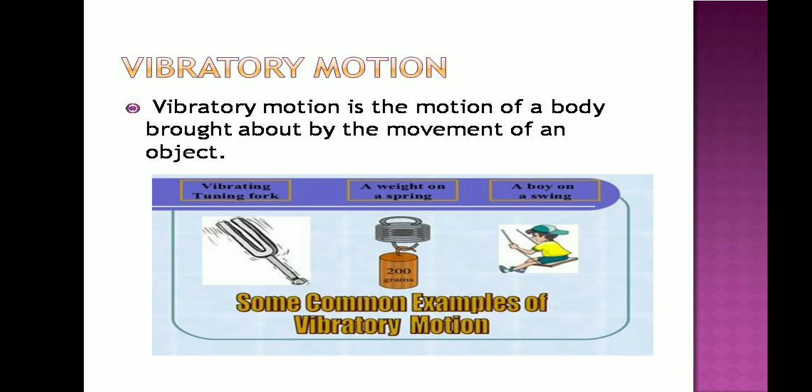Movement of strings in musical instruments like guitar, sitar. These musical instruments also produce some sound. So these musical instruments are also examples of vibratory motion.